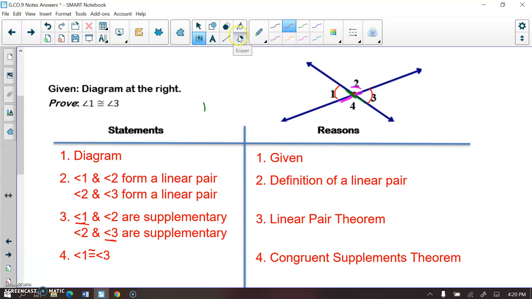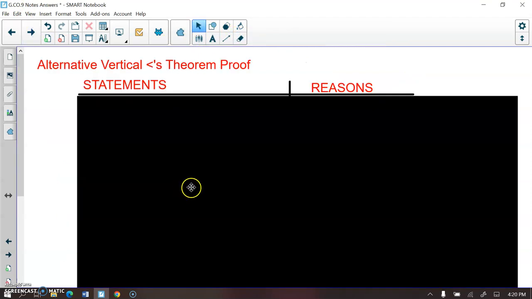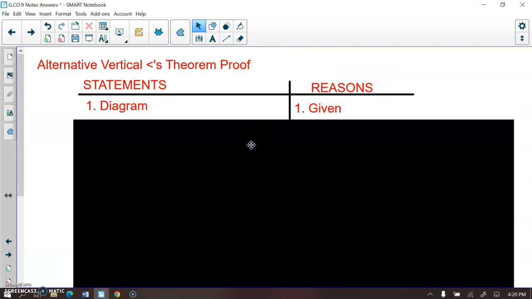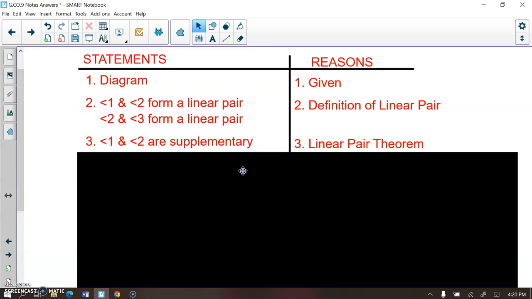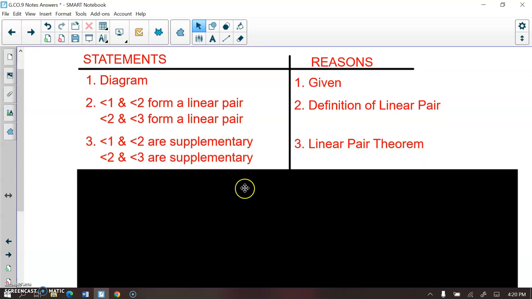Now, if you wanted to do it a little bit of a different way, here is an alternative. So we start off the same. We start off with the diagram. We start off saying that angle 1 and angle 2 form a linear pair, and angle 2 and angle 3 form a linear pair. That's just the definition of a linear pair. And we also use the linear pair theorem. But now, instead of using the congruent supplements theorem, which you may not remember to use, there is an alternative method that we can use.